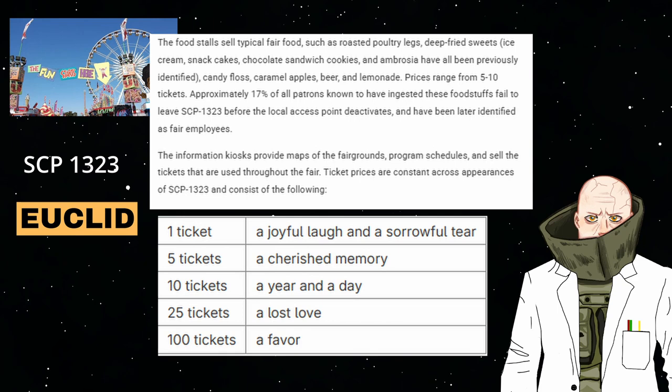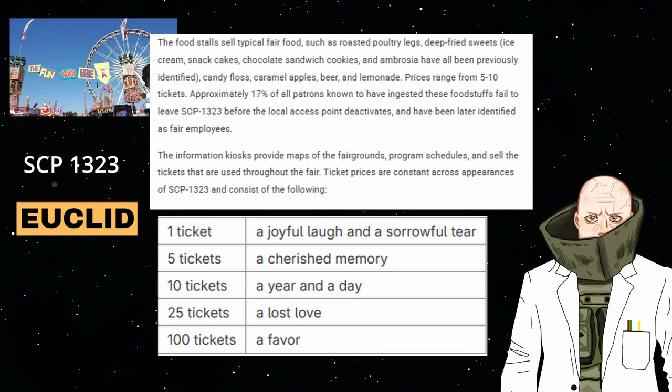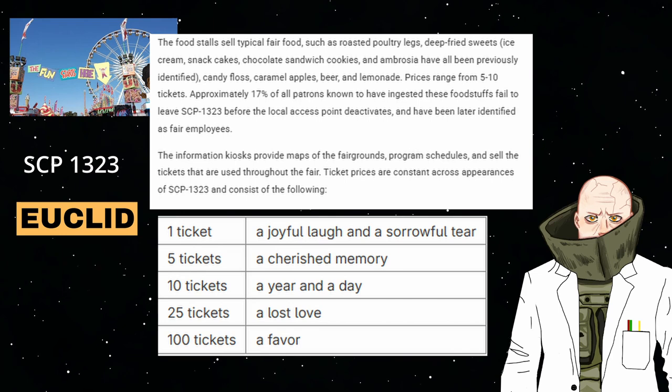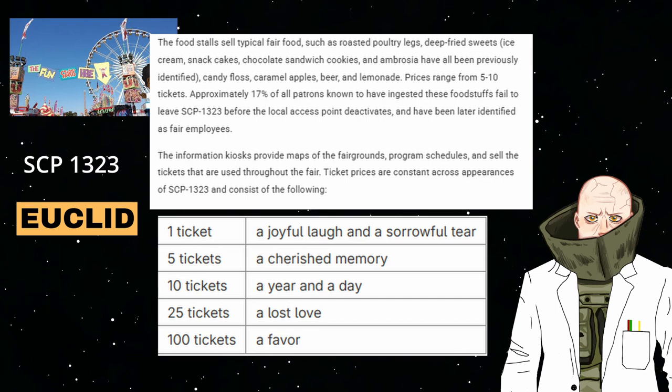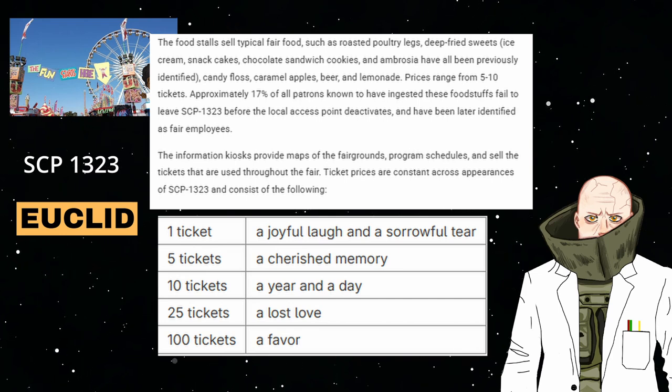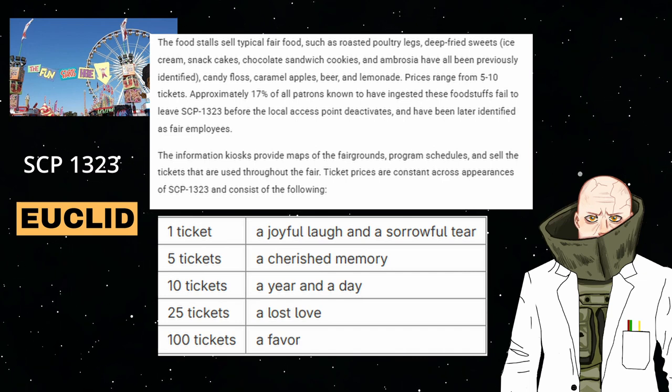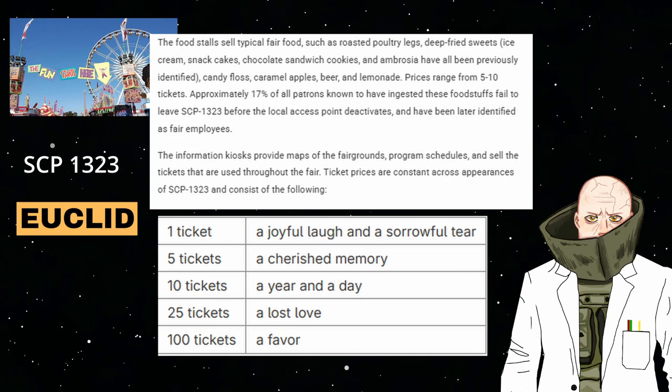The food stalls sell typical fair food, such as rotisserie poultry legs, deep-fried sweets, ice cream, snack cakes, chocolate sandwich cookies, candy floss, caramel apples, beer, and lemonade. Ambrosia has also previously been identified. Prices range from 5 to 10 tickets.